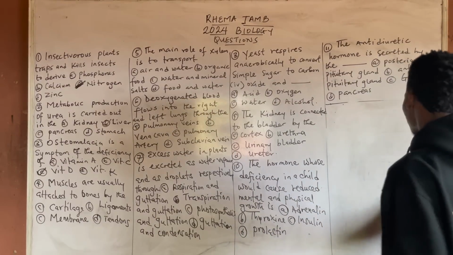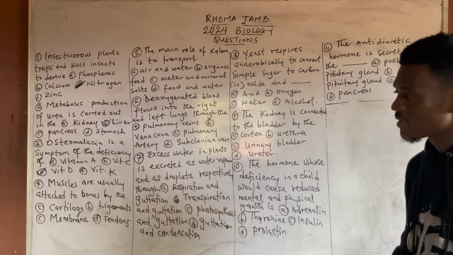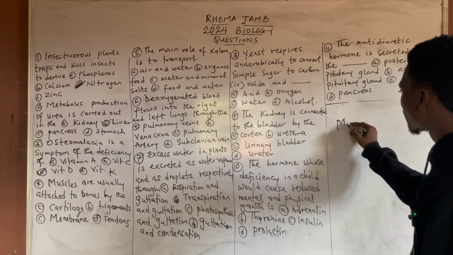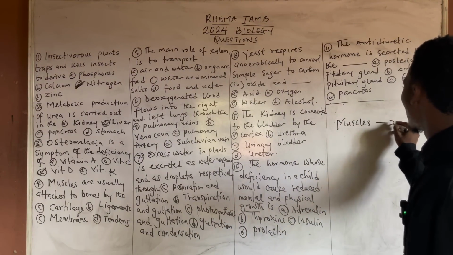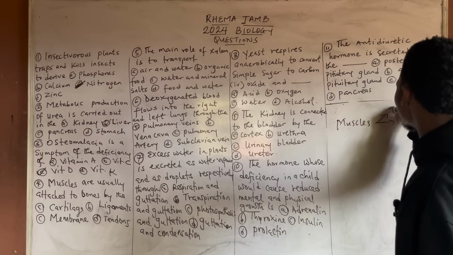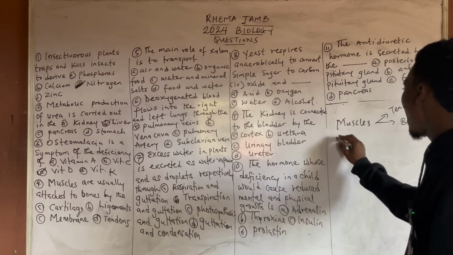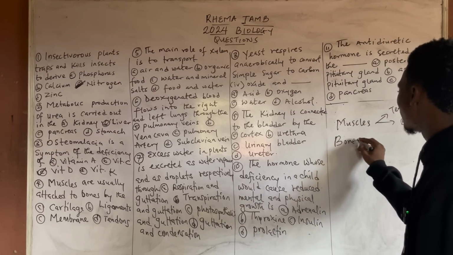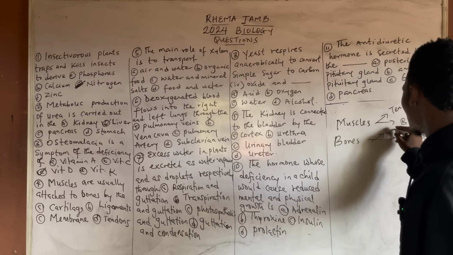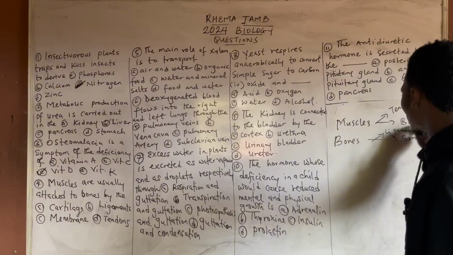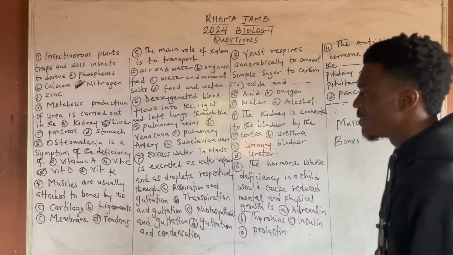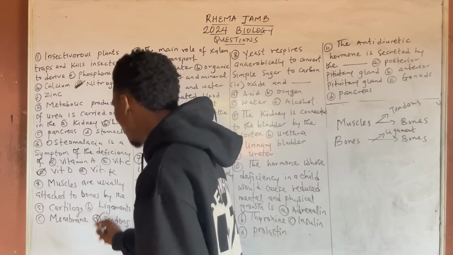Muscles are usually attached to bones by the dash. It's very easy for you to get the answer to this. Muscles are connected to bones by means of tendons. Don't forget this. While bones are connected to bones by means of ligaments. So never should you mistake one for the other. Muscles to bones, tendons; bones to bones, ligaments. So the correct answer is option D.